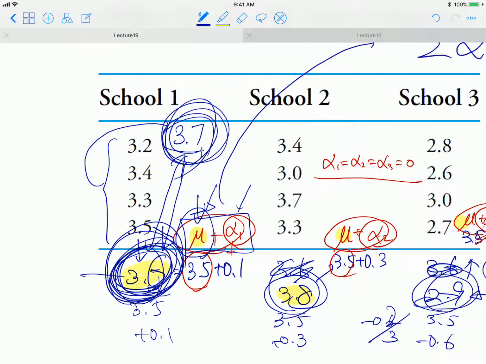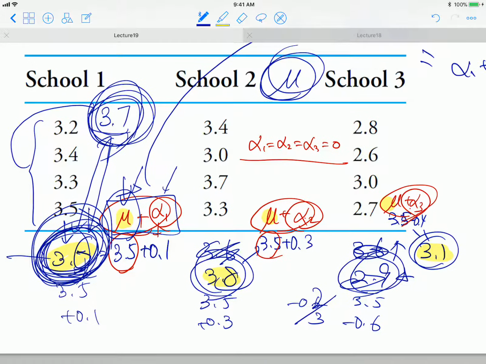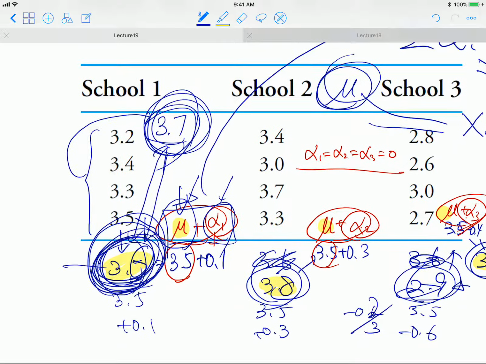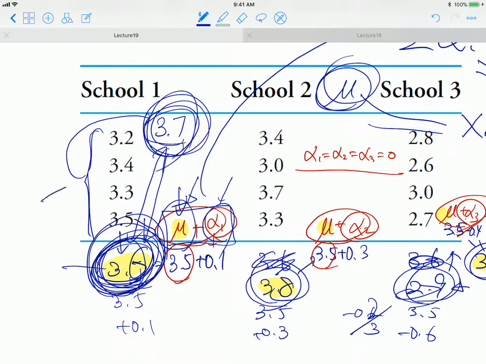And then how do we estimate this mu? How do we obtain the estimator for this mu? We just simply take the average of all these guys. Okay, so that was what? So that was represented as x dot dot, right? And then what about this alpha 1? Okay, so in this case, we suppose we took the average and obtained this guy.